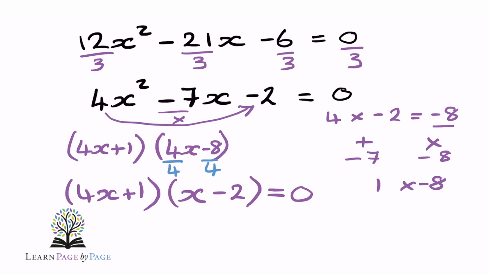We can go ahead and solve. I'm going to bring this down. That goes under there. And so our answer, x equals negative a quarter. And x equals 2. And that should be it.